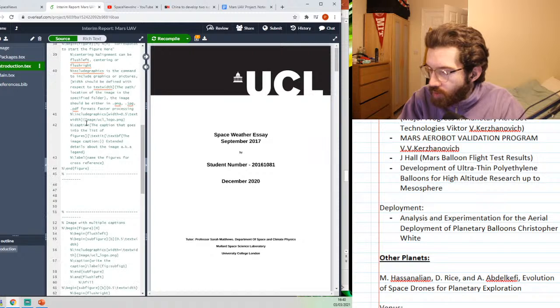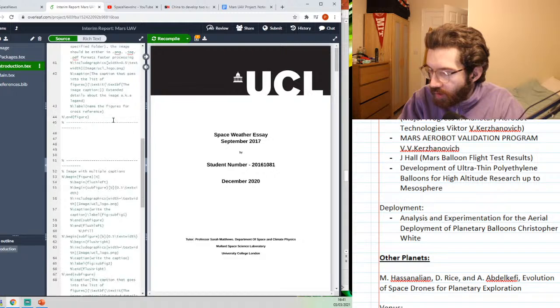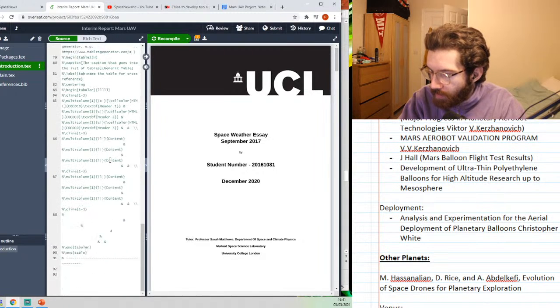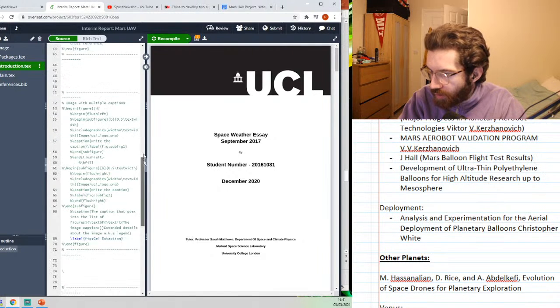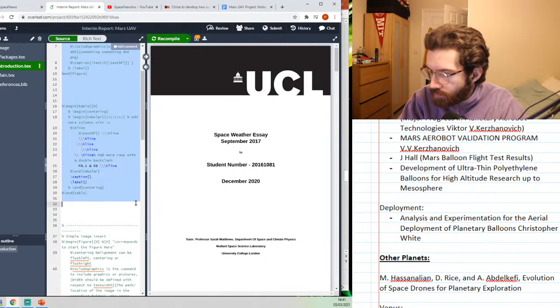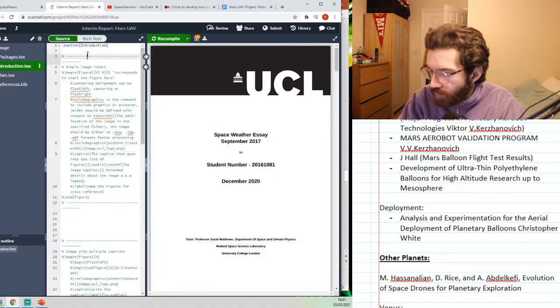Oh nice, I have an image and table, do I? Simple image insert here, multiple captions here, and table there. Yeah, I'll just get rid of them. And yeah, that's getting overly ready. I think that's pretty much good now.